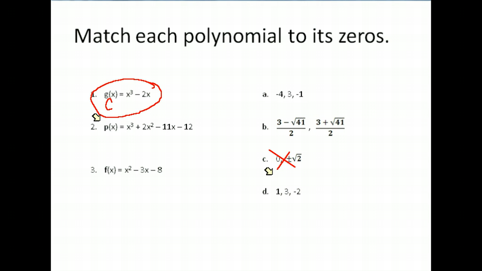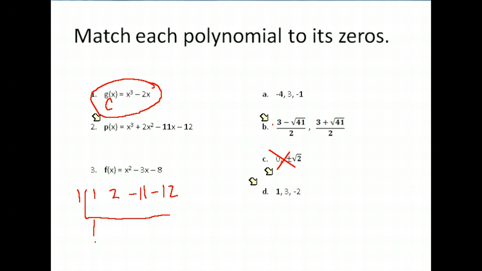So what we're going to do instead is look at the other answers. That looks really ugly to me, with 3 minus the square root of 41, so I'm not going to try that one yet. I'm going to try this one down here. Let's see if 1 is a 0 for this polynomial or not. And remember, the way we check that is we do synthetic division with the number and our polynomial. If we get 0 as our remainder, it is a 0. If we don't, it's not.